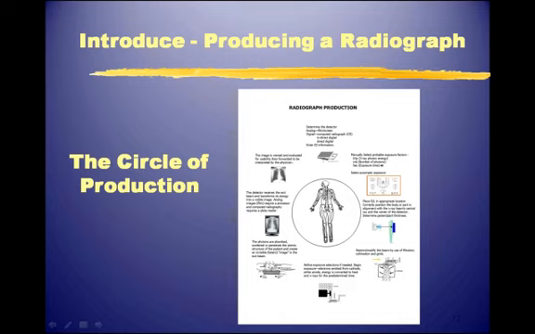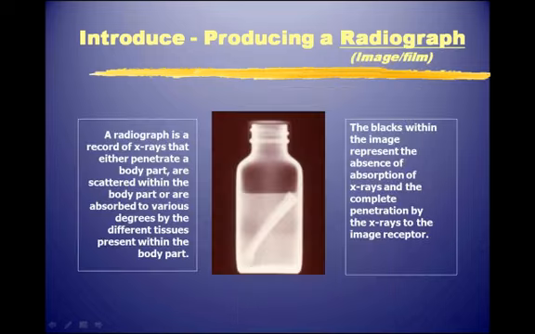It receives that beam, that energy, and transforms it in some way to a visible image. Analog images require a processor. Computed radiography requires a plate reader, and the direct digital immediately shows you an image on the monitor. The image is then viewed and evaluated to determine if it's usable, and if it is, it's forwarded on to the physician for interpretation. Now let's look at these terms one by one.